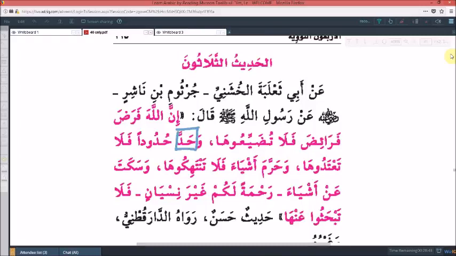Hadda is a verb. We got 2, possibly 3 questions, right? Hadda, Madi, Mudari, or Amr. Hadda meaning to make a border, to make a limit, right? To define something, right? When you make a definition or you define something, then you are putting limits on it.